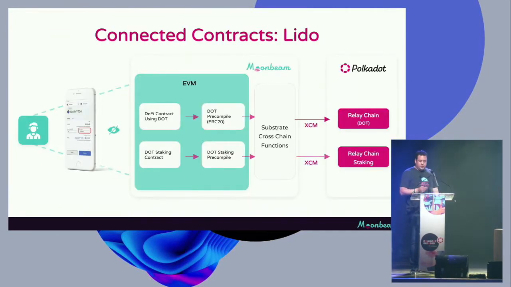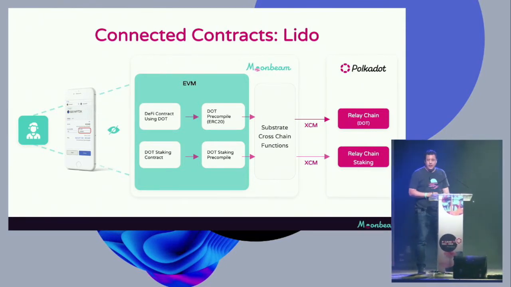And so I want to start going through some examples here to help illustrate what I mean when we talk about connected contracts. Some of these are deployed today on Moonbeam, so they are in production. Some of them are under development, and are coming. So they're to be deployed in the second half of the year. The first use case is deployed already. So this is the Lido protocol.